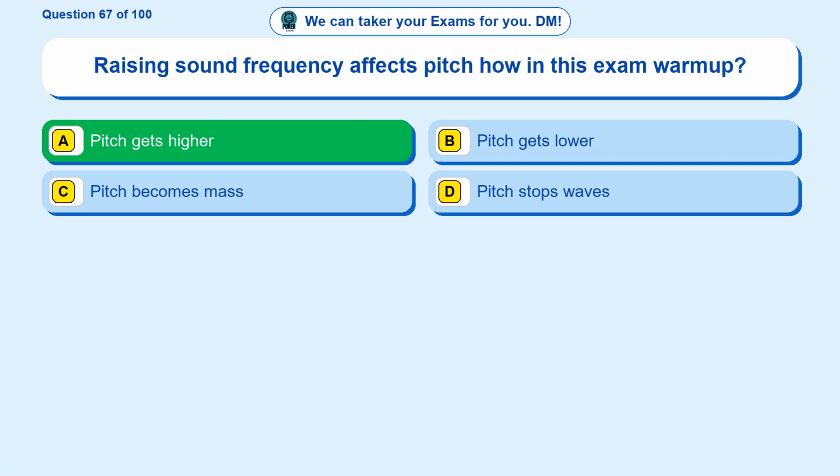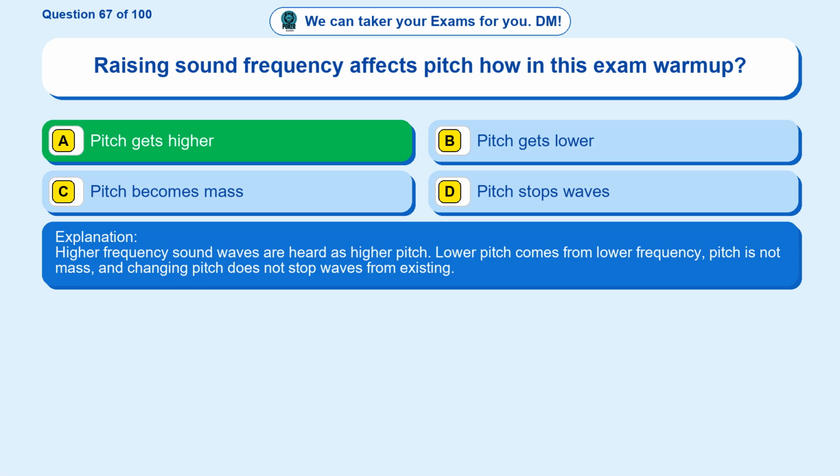Pitch gets higher. Higher frequency sound waves are heard as higher pitch. Lower pitch comes from lower frequency, pitch is not mass, and changing pitch does not stop waves from existing.